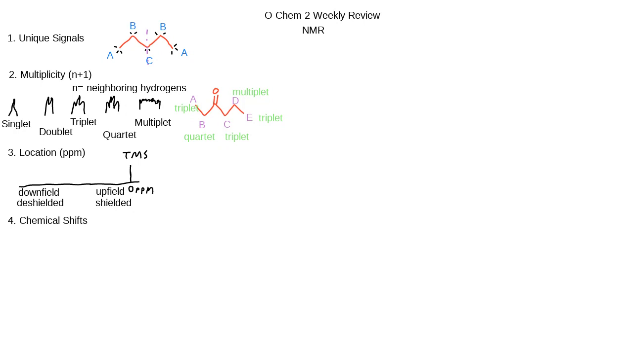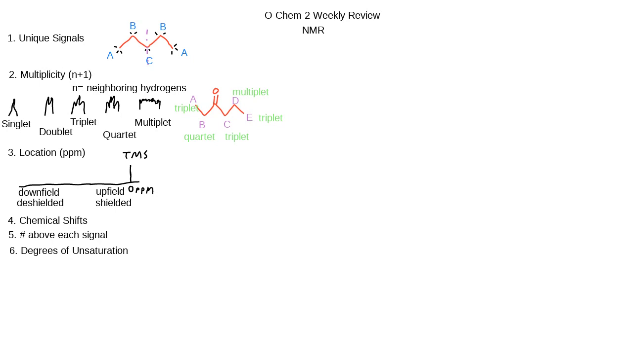So number 5 is the number above each signal. And then I'll go ahead and talk about number 6, or write down what number 6 is. And it's something called degrees of unsaturation. Now this is a term and a formula that you have learned in OChem 1.